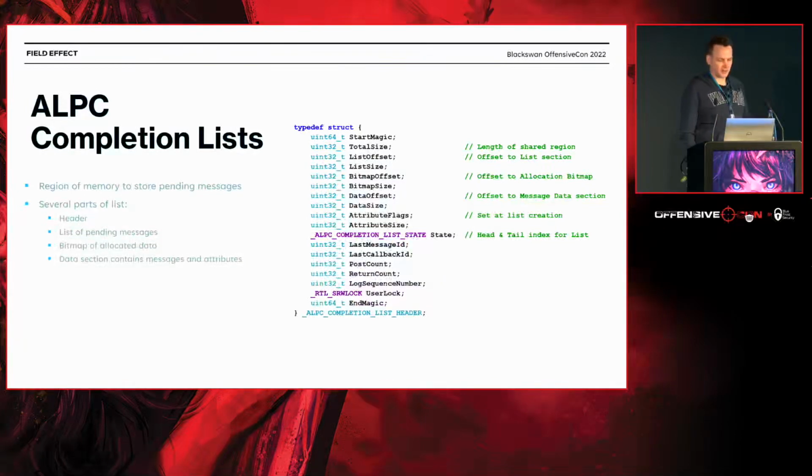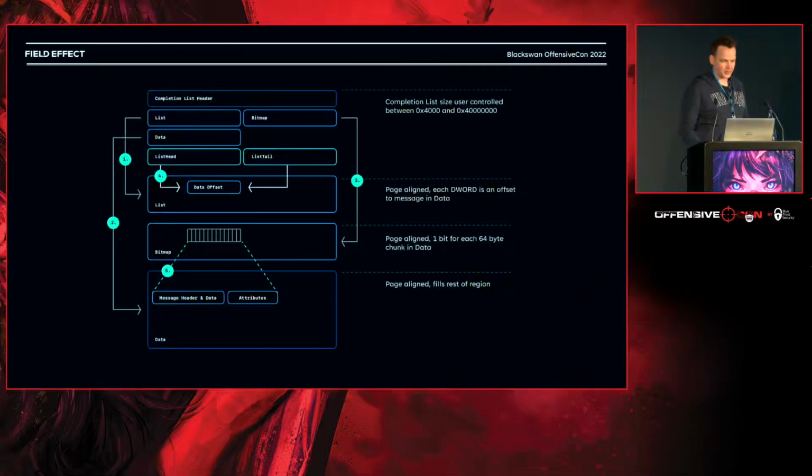So we'll look at this in picture form. This is the completion list. And you can see at the top, there's a header. It's got offsets to the 3 different sections.